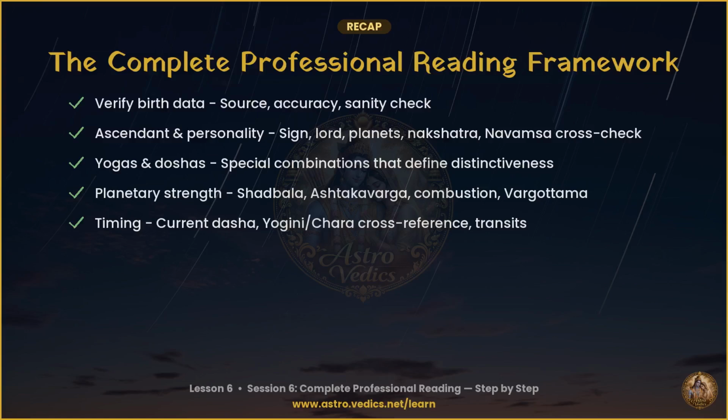The complete professional reading framework: the 7 steps to a professional reading. Verify birth data: source, accuracy, sanity check. Ascendant and personality: sign, lord, planets, nakshatra, Navamsha, cross-check. Yogas and doshas: special combinations that define distinctiveness. Planetary strength: Shadbala, Ashtakavarga, combustion, Vargottama.